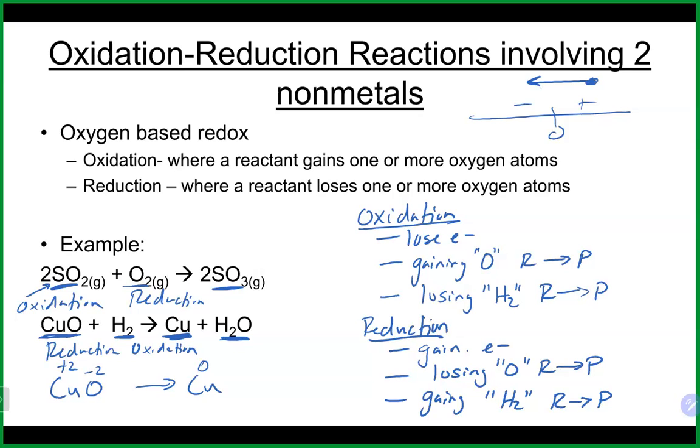So if you have anything that has a metal or a positive charge, you could follow it the same way as we did before. And again, by knowing that this guy went through reduction, by default, the hydrogen here has to go through oxidation. Any questions on that?